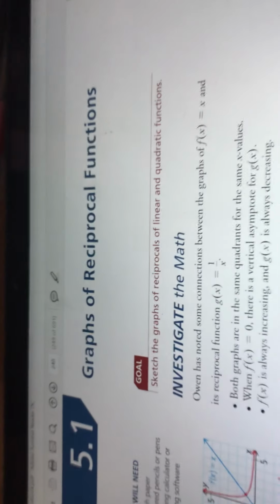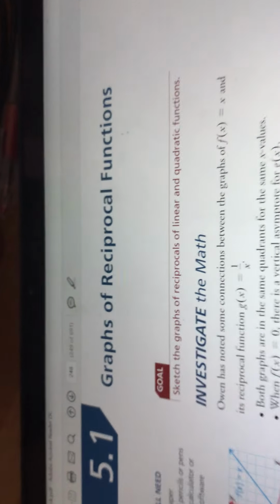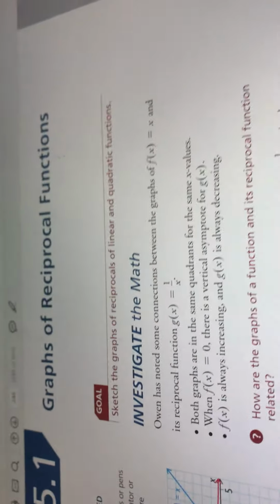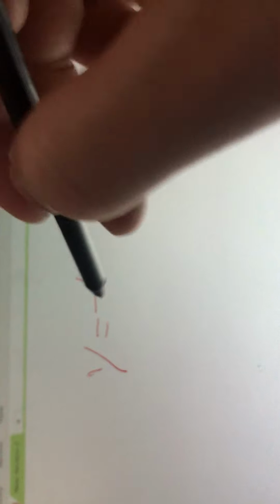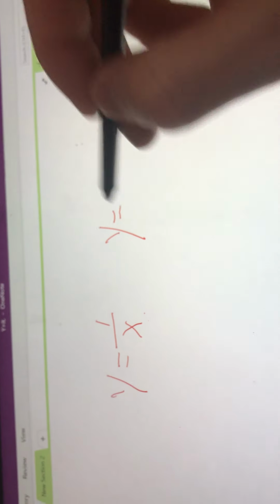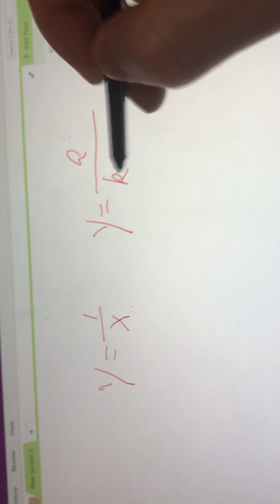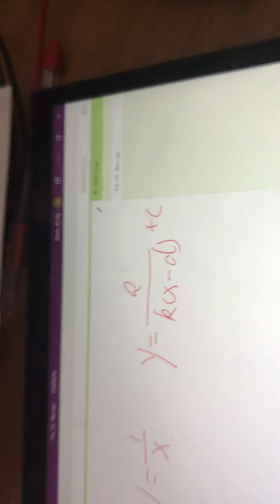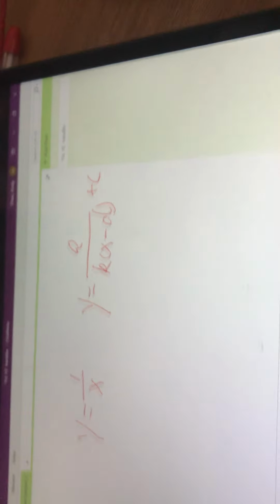Okay, today we'll talk about a new chapter, which is reciprocal functions. Reciprocal functions, let's first see. The parent function for a reciprocal function is y equals 1 over x, right? And we can do all kinds of transformations based on the parent function. It should be y equals a over k(x minus d) plus c. After all the transformations, it should look like this.